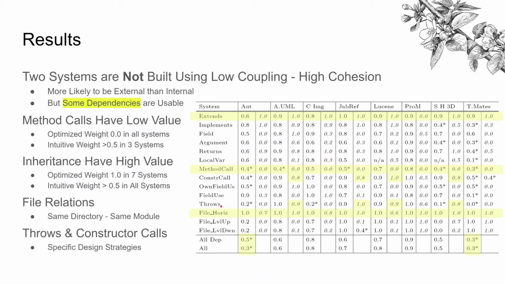The file relations also seem generally quite important. We have possibly some specific design strategies for error handling and constructor calls, to use exceptions and maybe factory patterns for special types of systems. We can see that the constructor calls are highly valued in some of the systems, and also the throws exception handling is valuable in some of the systems.